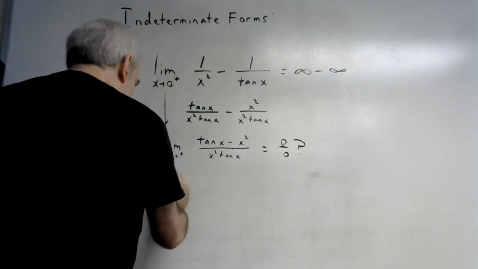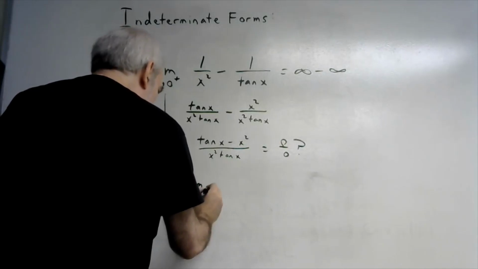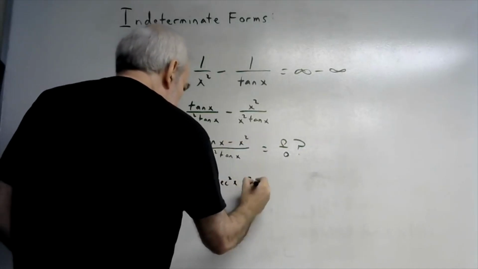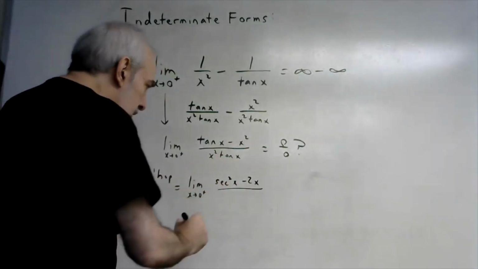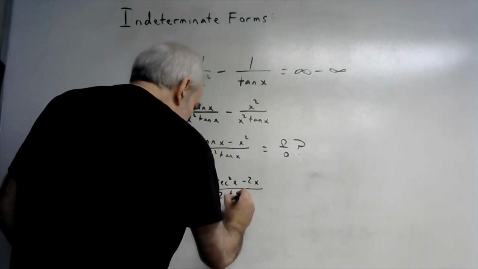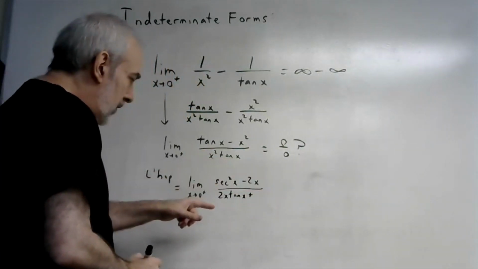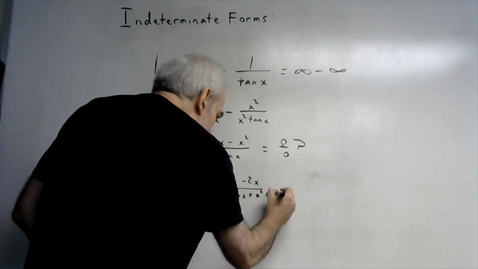Okay, so by L'Hopital's rule, derivative top, the derivative of tangent is secant squared, and then minus 2x. Over, product rule. So derivative of the first would be 2x. So 2x times tangent x plus x squared, and then the derivative of the second would be secant squared x. So x squared secant squared x.